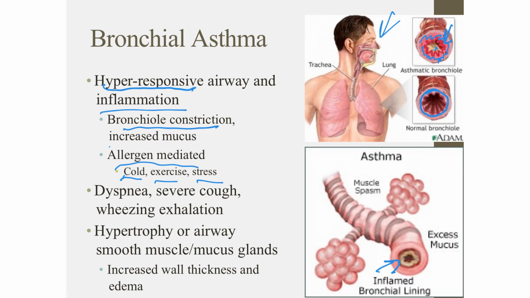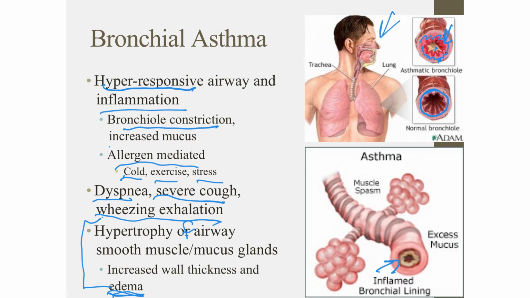All right, some things you'll see in asthma: shortness of breath, severe cough. This is not a productive cough. It's a very specific asthmatic type of barking cough. And also a wheezing exhalation is pretty characteristic of asthma. Again, the pathophysiology of this is hypertrophy of airway smooth muscle and the mucus glands. So the wall is going to become thicker with inflammation. There's always going to be the formation of exudate. So there will be fluid flowing out into the nearby tissues, and then edema in those areas as well.